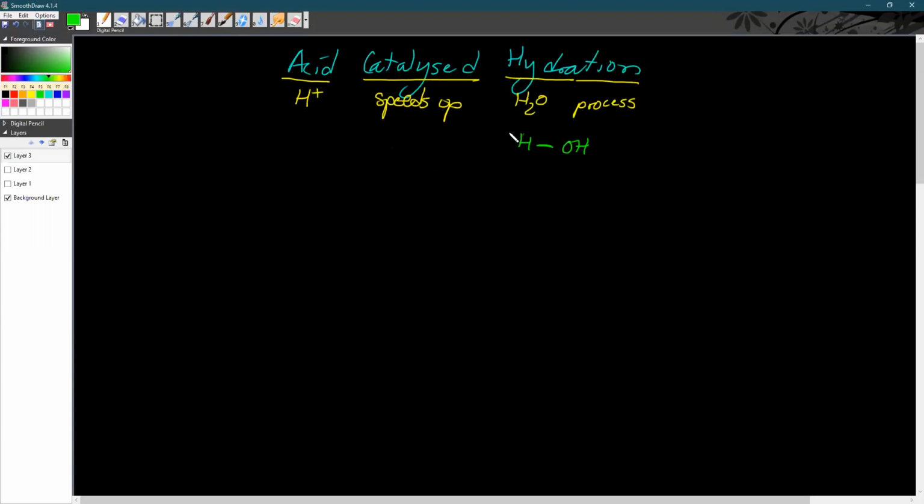We're going to be adding a hydrogen and we're going to be adding an OH, okay? The generalized form of the reaction is that we have a carbon-carbon double bond. We're going to be adding, obviously, water, right? And then we need some sort of acid, so we could add H2SO4.